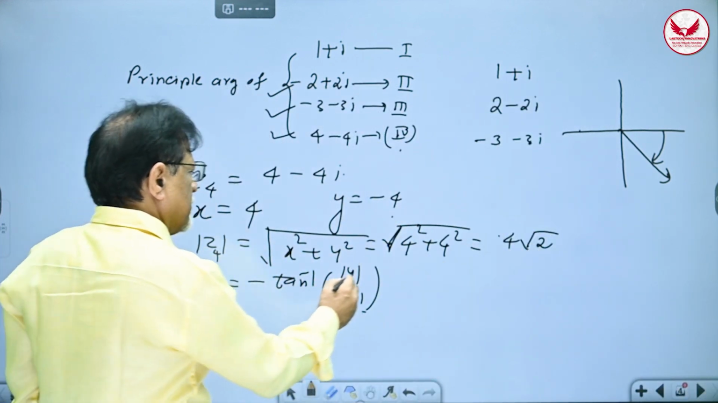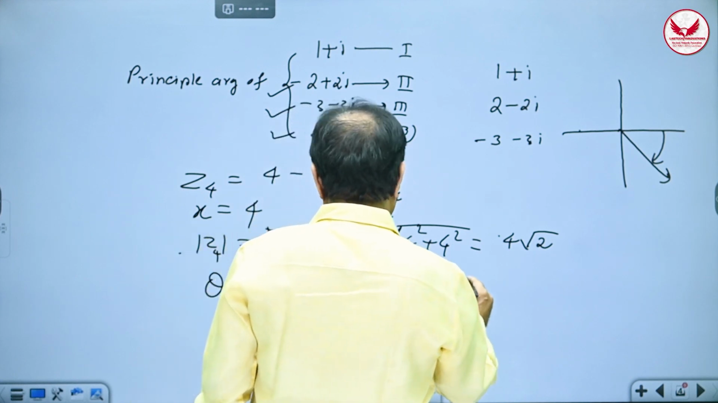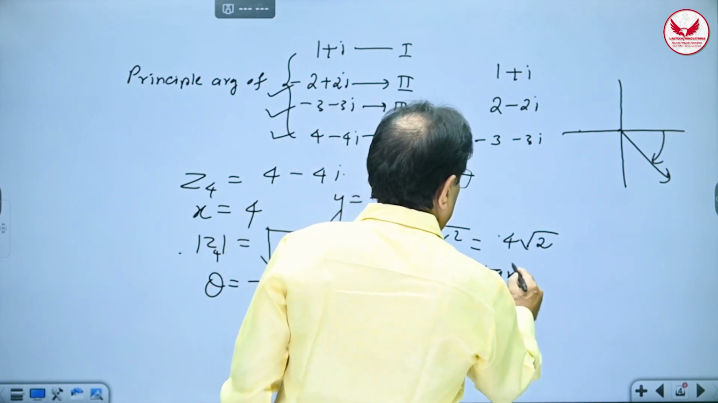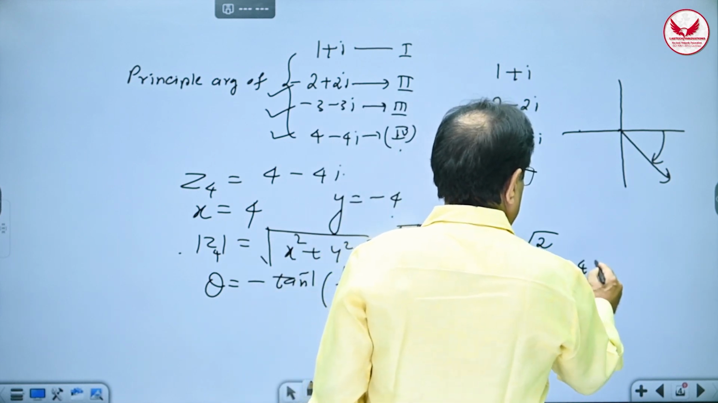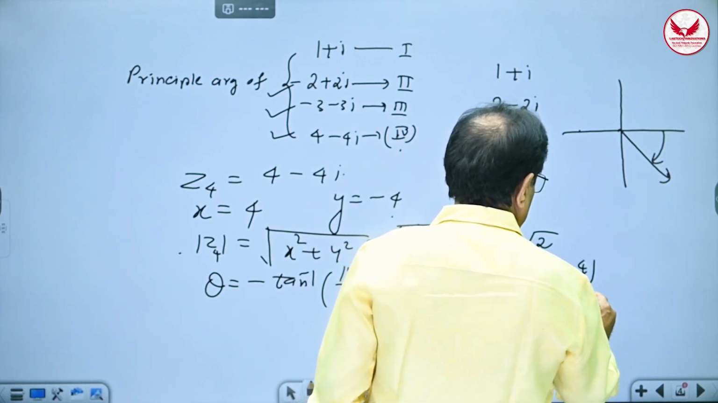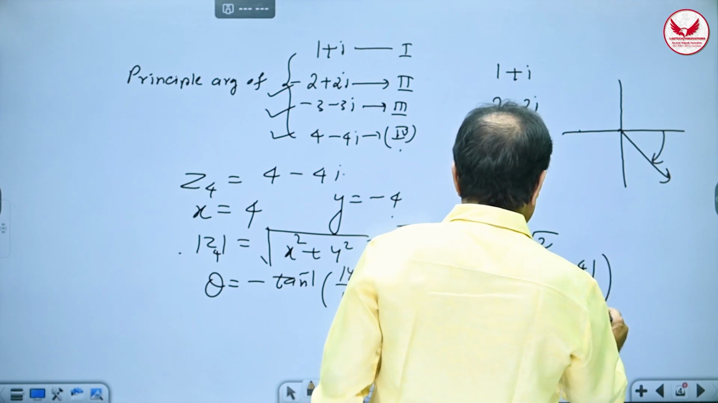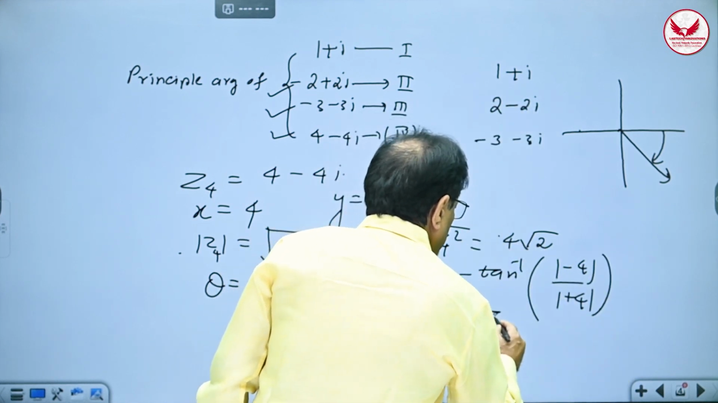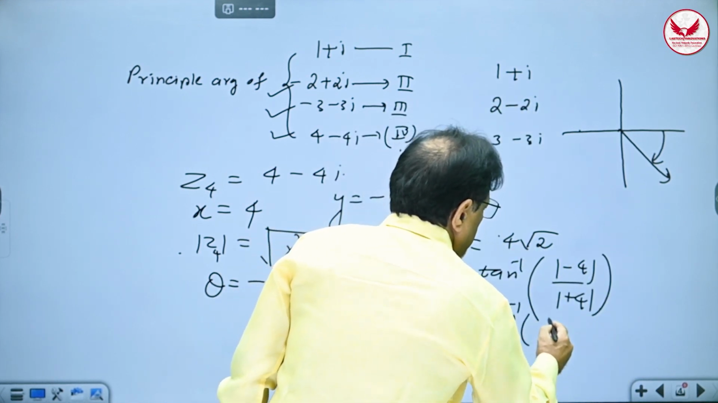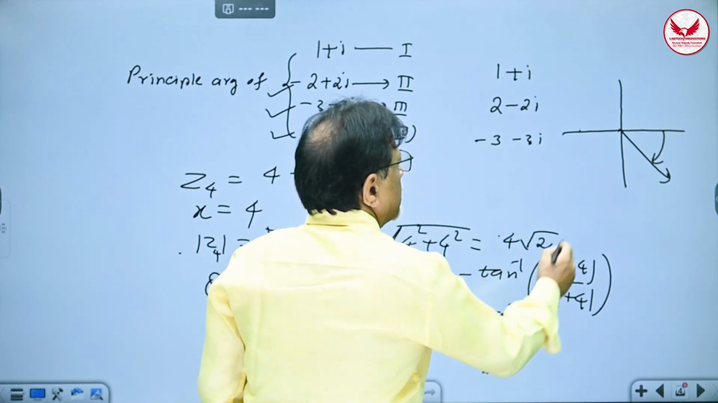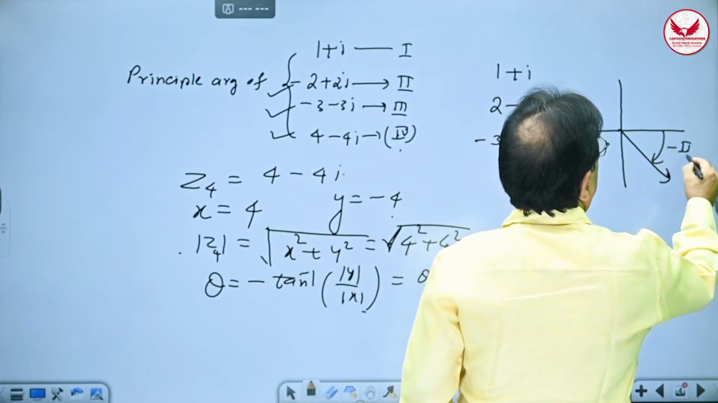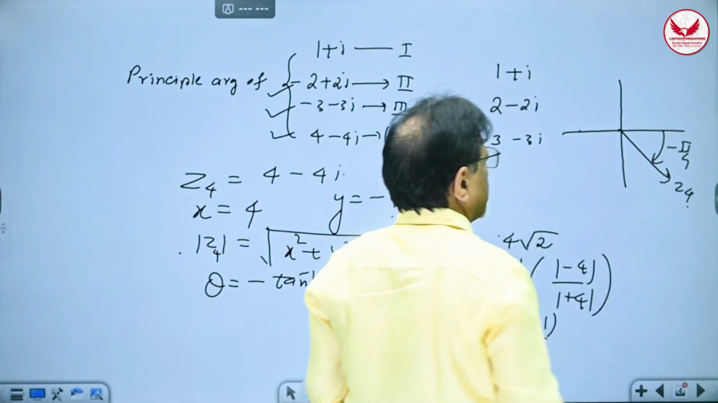So it is theta. Fine. So theta is equal to minus of tan inverse of, again, y by x. So it is mod of y upon mod of x. But one is positive, one is negative. But when you take mod, both will turn to be positive. So it will be just 1 again. So it is minus pi by 4. So this angle is minus pi by 4. Here is where z4 is.